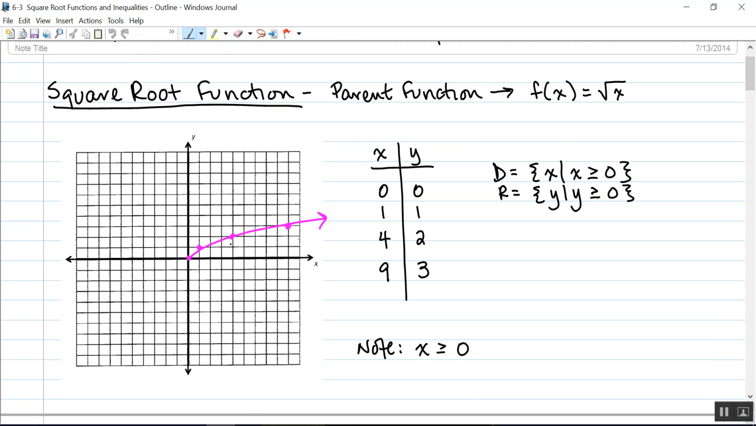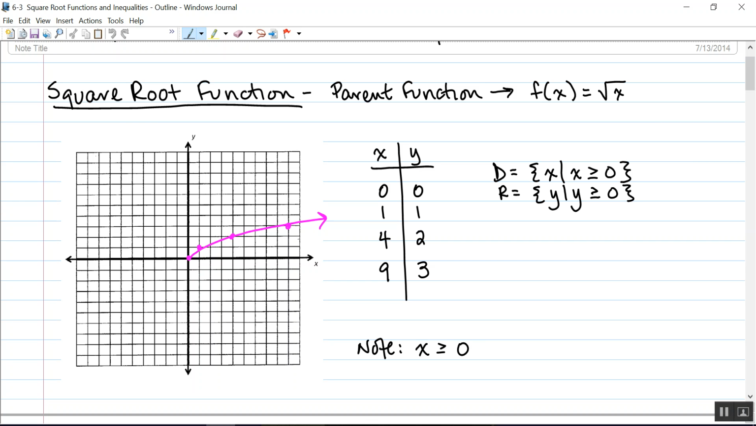Pick some points here. I picked points because I'm plugging in numbers for x. I chose numbers that were perfect squares to put in there. So I have the ordered pairs (0, 0), (1, 1), (4, 2), because the square root of 4 is 2, and (9, 3). You'll notice that its domain is x is greater than or equal to 0 and its range is y is greater than or equal to 0, for both the domain and the range.